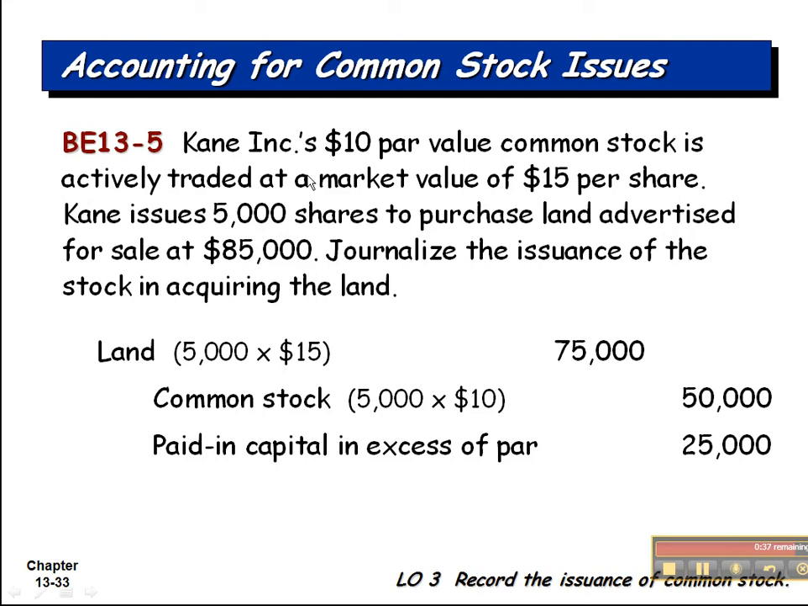The market value is more readily available because it's already on a public exchange at a price that we all can see. So that's going to be debited for $75,000. The common stock is going to be 5,000 times 10 because that's the par value, and the difference will be additional paid in capital, or paid in capital in excess of par.